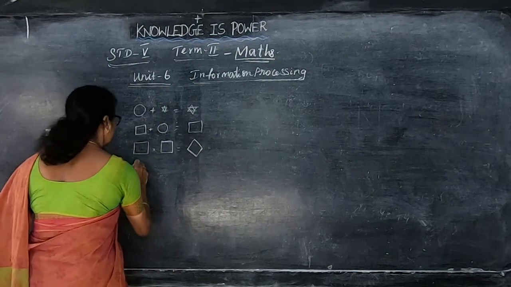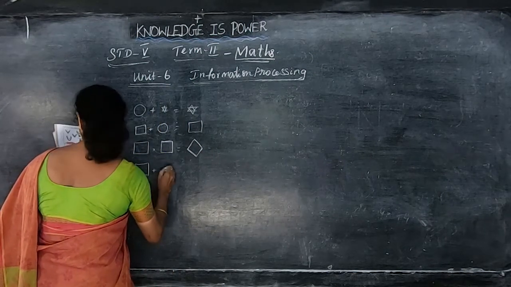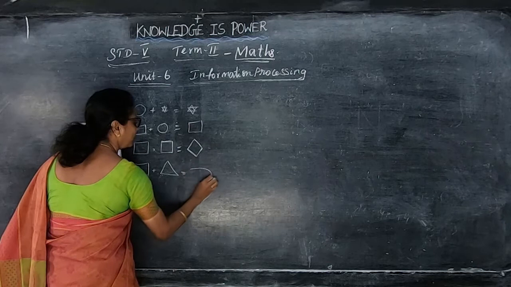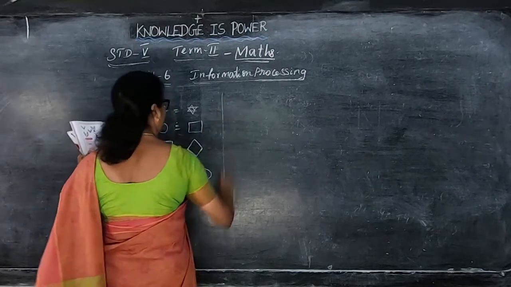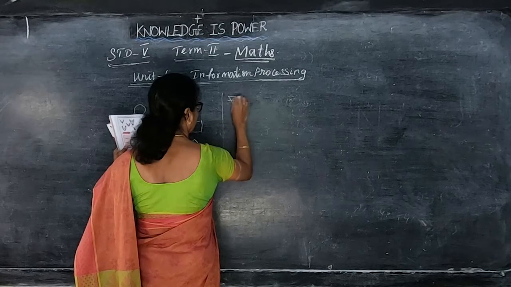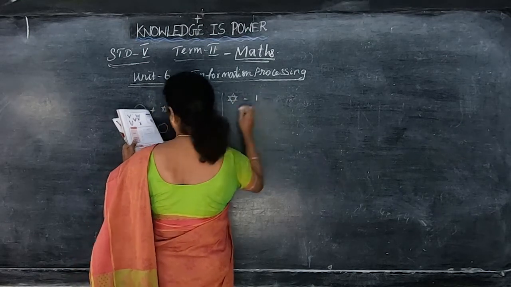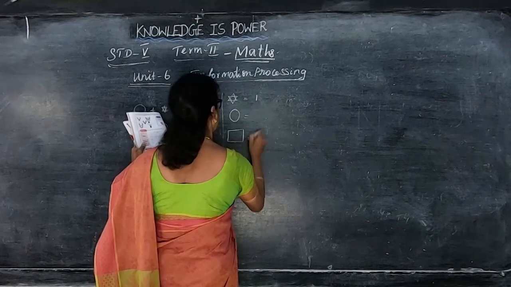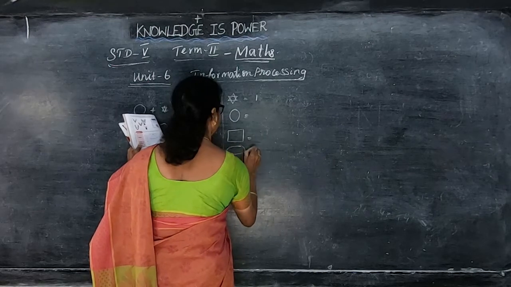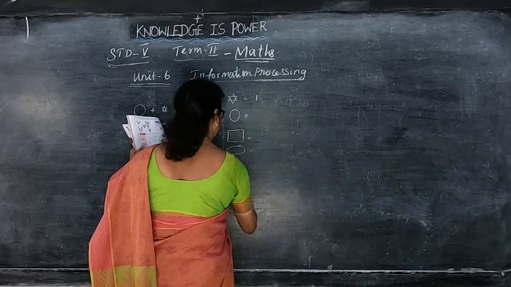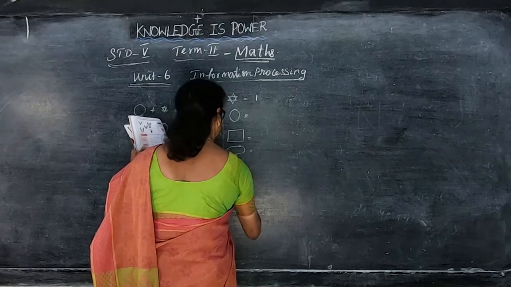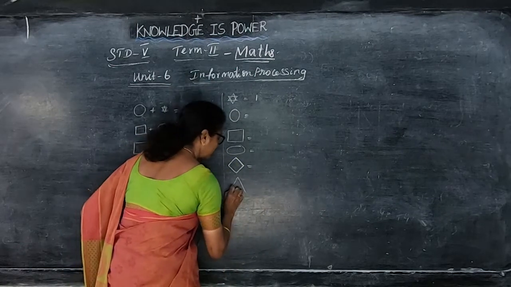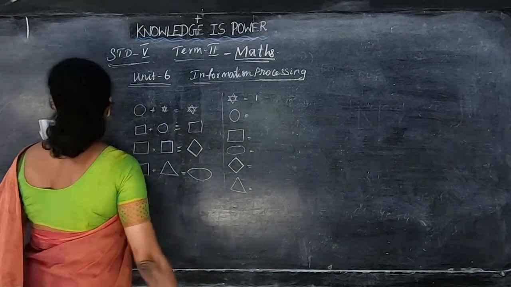Okay, then square plus triangle is equal to, we have to find out the number. Okay, here they have given star, that is equal to 1. And we have to find out for circle what's the number, and square, what's the number? And then oval shape, and then the diamond, and then the triangle. So here the star is 1.